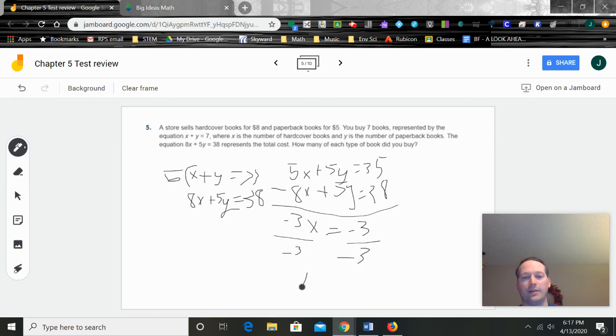Divide both sides by negative 3. X equals 1. Okay. Now we come over here and figure out the number of paperbacks. So I'm going to use the first equation just so that way I don't have to worry about any division. So x is 1, plus y equals 7. Subtract 1 from both sides. Y equals 6. Okay, so you need 1 hardcover book and 6 paperback books. And that kind of makes sense. 1 plus 6 is 7.